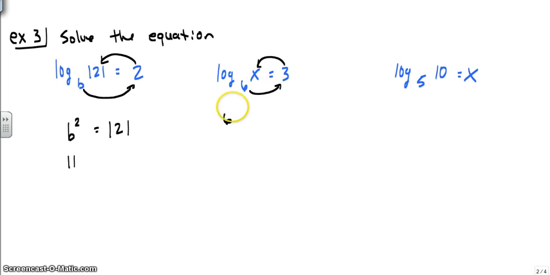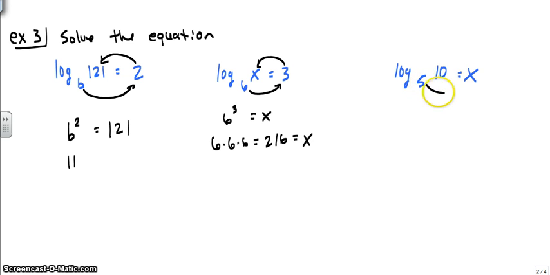So next we look at 6 raised to the third power equals x. Well, what is 6 to the third power? In your calculator or in your head, that's 216, I think, equals x. So x equals 216. We solve for the variable.